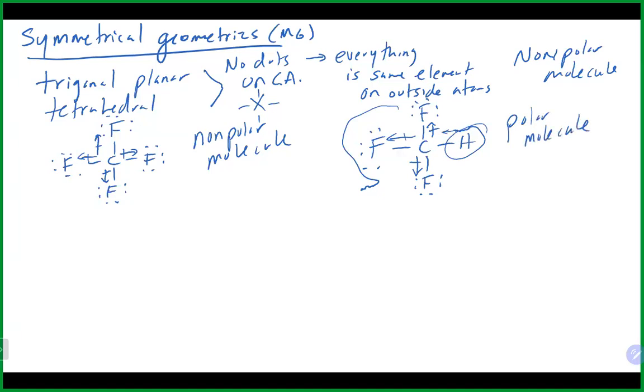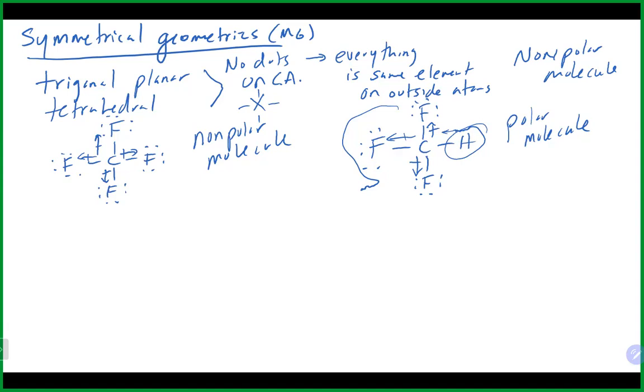So with symmetrical geometries, if you draw a Lewis structure and there are no dots on the central atom and everybody on the outside is the same element, it's going to be nonpolar. If there are no dots on the central atom and everybody on the outside is a different element, or at least one different element, it's most likely going to be a polar molecule. Any questions on that?